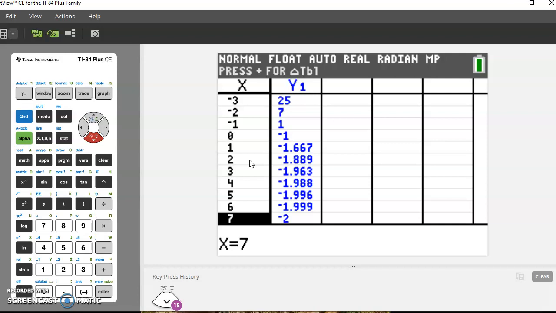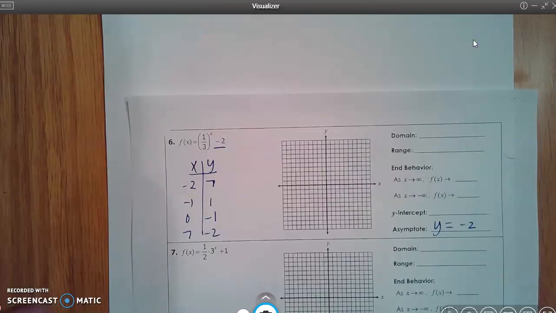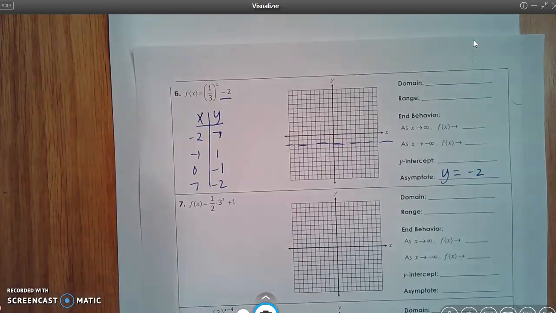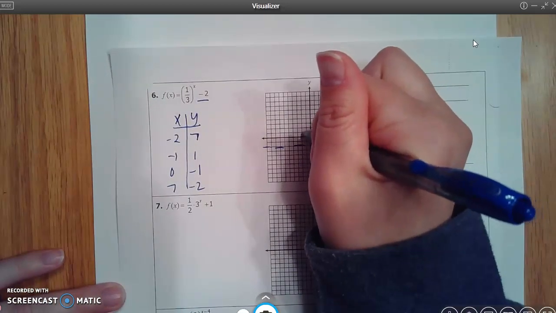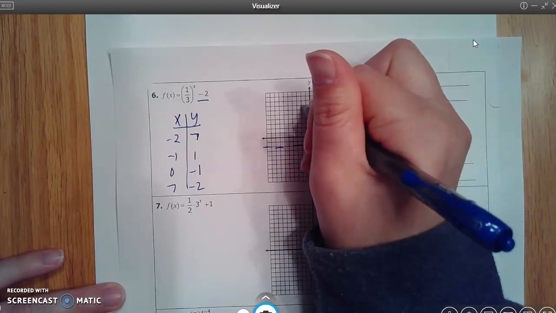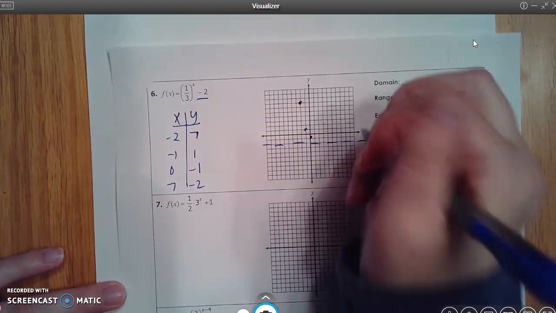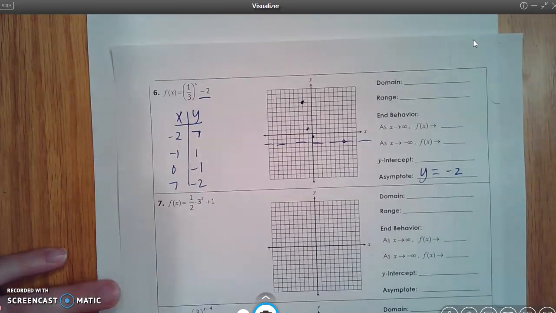Okay, so we're going to go to -2. Oh, I got to go back to my graph. Let's go to -2 on our graph and draw on the asymptote. Here we go. Okay, so let's plot our points. We're going to go to -2 and then up 7. We have -1, 1, 0, -1. Now this one says 7, -2, which is on the asymptote.